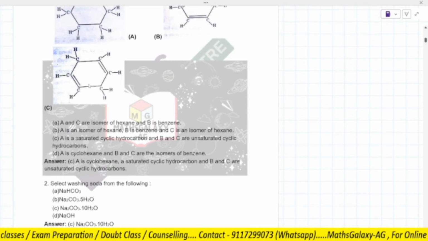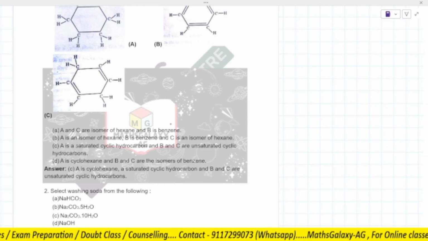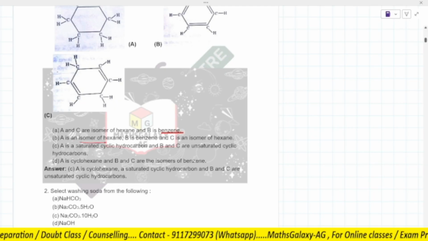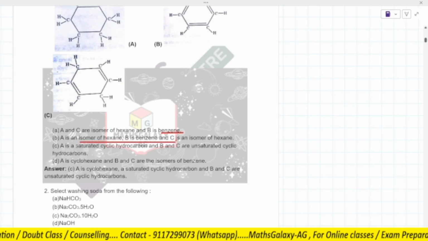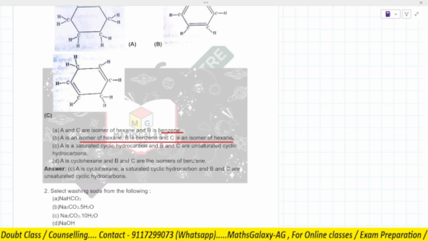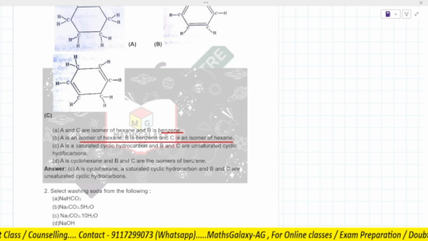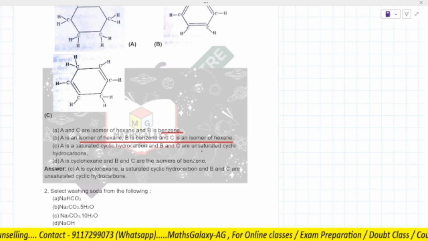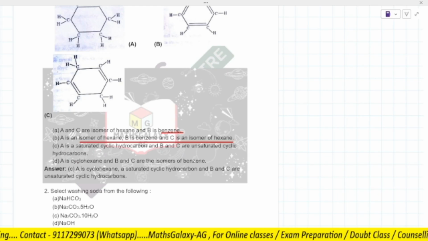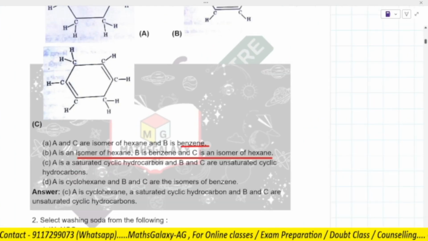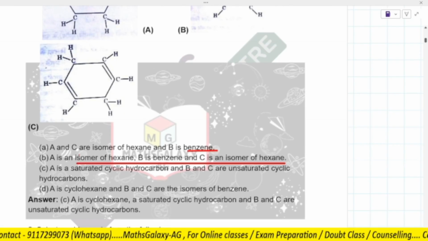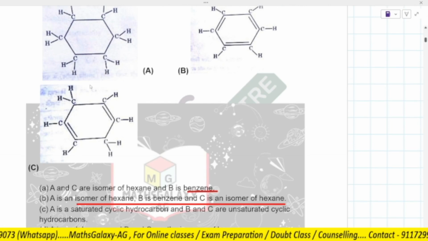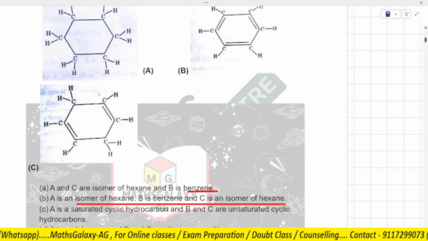The options say that A and C are isomers of hexane and B is benzene. Or, A is an isomer of hexane, B is benzene and C is an isomer of hexene. Or, A is a saturated cyclic hydrocarbon and B and C are unsaturated cyclic hydrocarbons. And A is cyclohexane and B and C are isomers of benzene. So what will be the answer according to you?